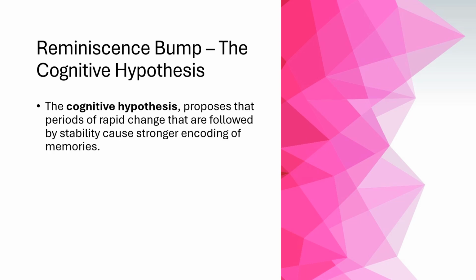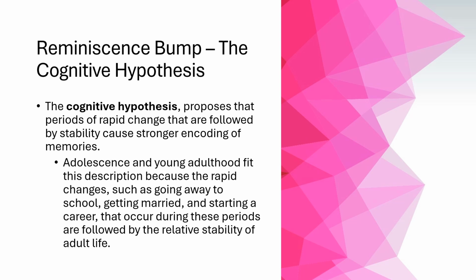A second hypothesis, the cognitive hypothesis, proposes that periods of rapid change that are followed by stability cause stronger encoding of memories. So adolescence and young adulthood fit this description because the rapid changes, such as going away to college, getting married, or starting your first career, that occur during these periods are followed by the relative stability of adult life, right?